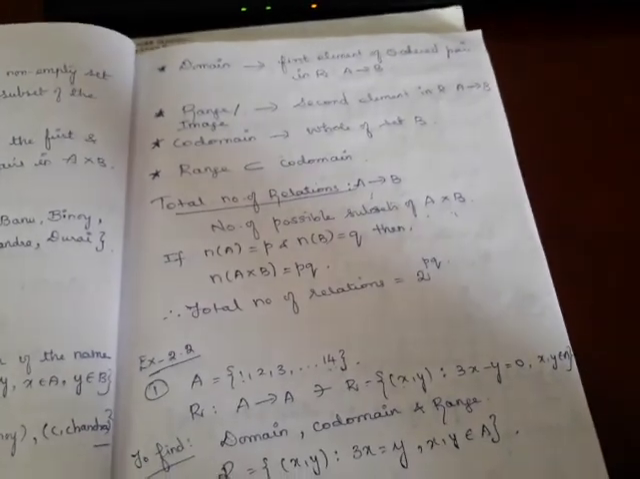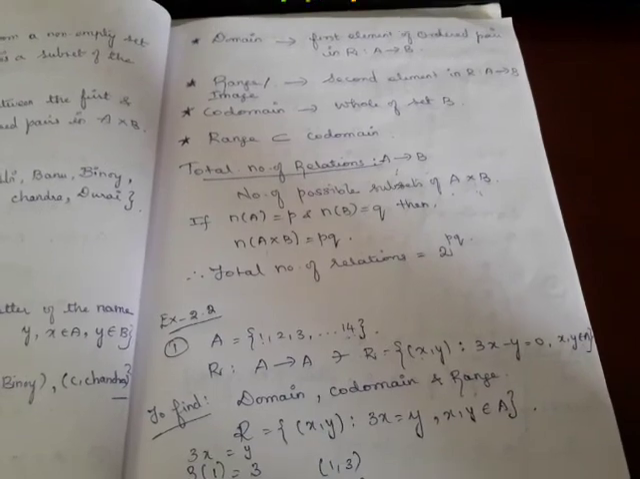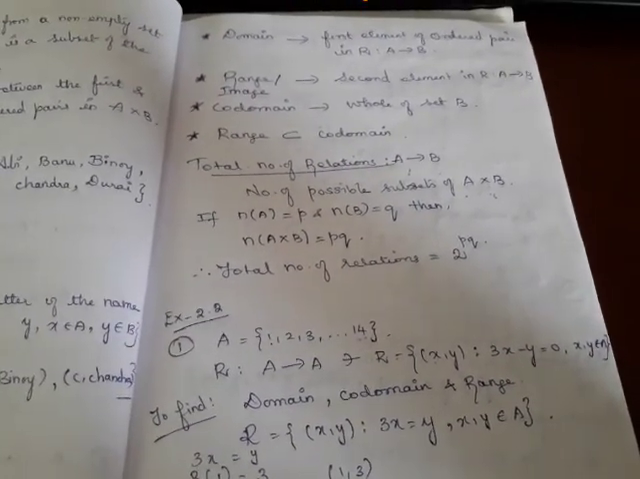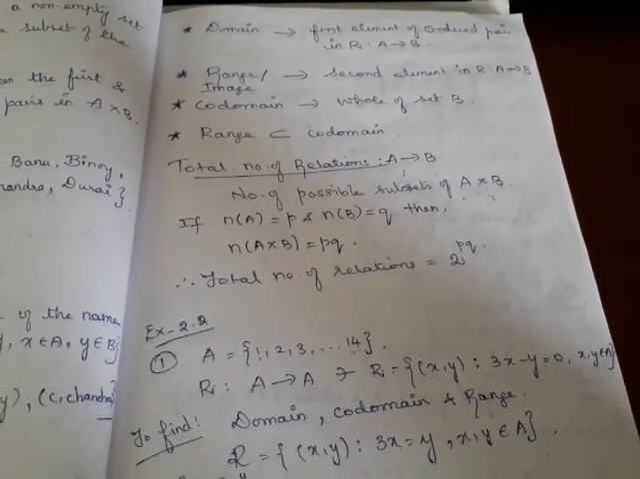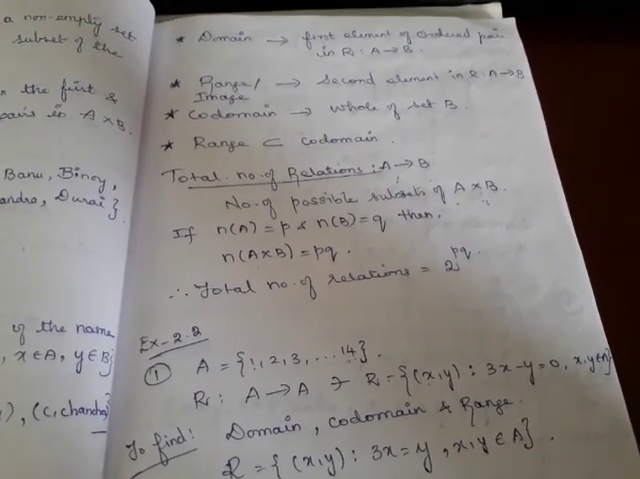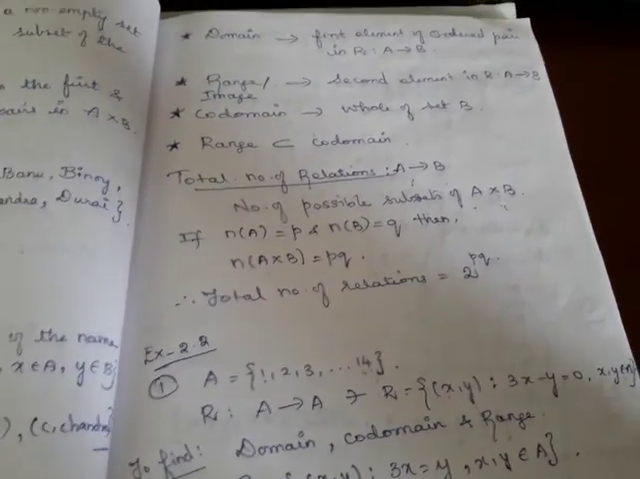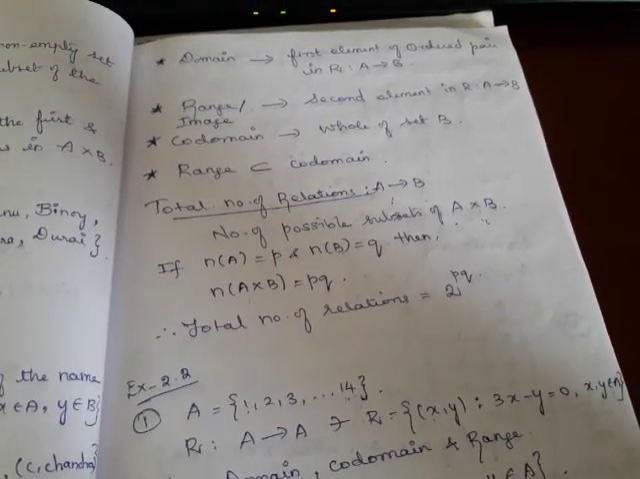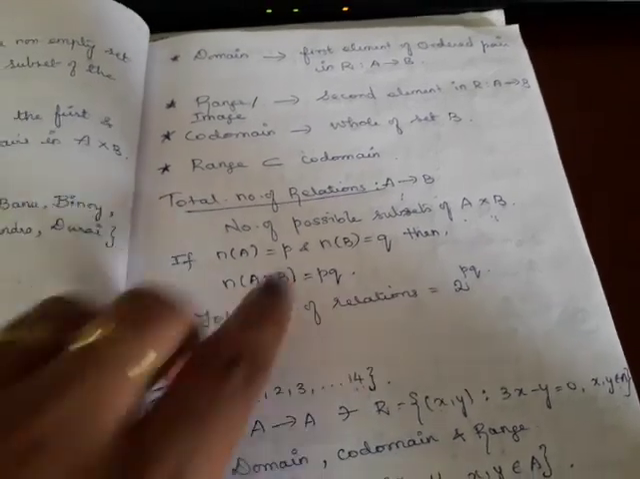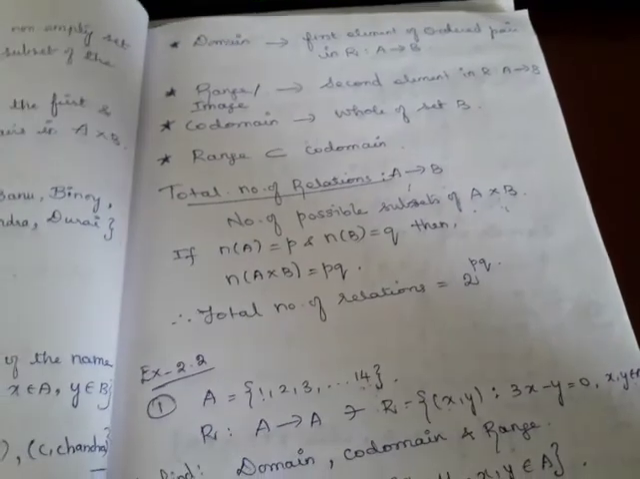And we have seen different definitions, what is meant by domain, codomain, range, image, pre-image, everything we have learnt. And we have seen how many relations two sets can have. It is nothing but the number of subsets of A cross B. How many subsets can a set have? 2 power n. Therefore, how many subsets can A cross B have? 2 power pq, if p is the number of elements in the set A and q is the number of elements in the set B. This is what we learned, right?